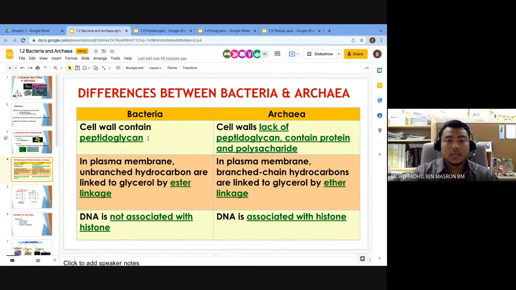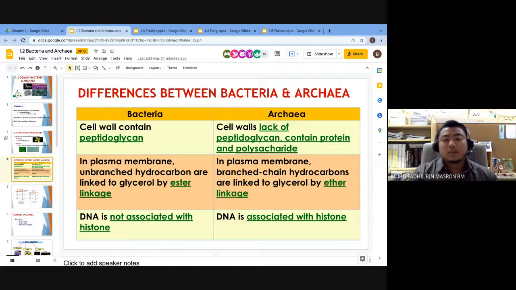If we compare the cell walls between bacteria and archaea, the bacterial cell wall is made up of peptidoglycan. Kalau archaea, the cell wall lacks peptidoglycan. Not saying they have no peptidoglycan at all, but some species may not have it, and most of their cell wall is made up of protein and polysaccharide. So it's two different compositions. That's why he said, asingkan yang berdua ni. Bukan orang, asingkan makhluk berdua ni.